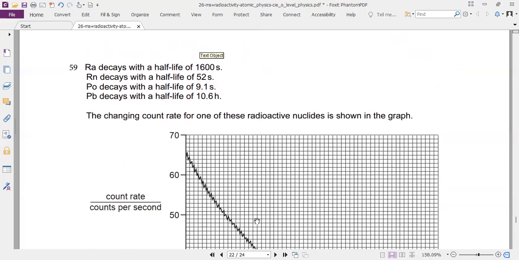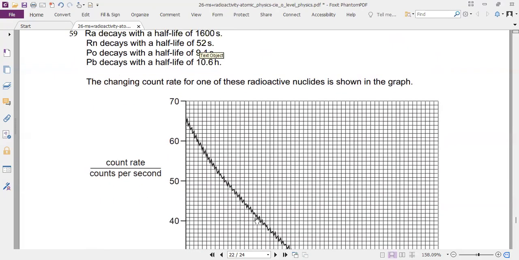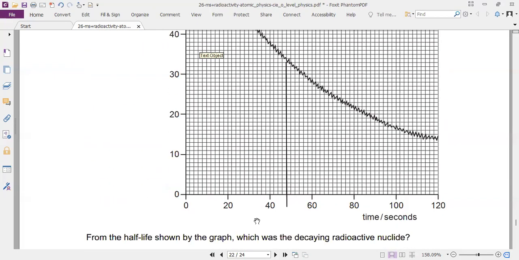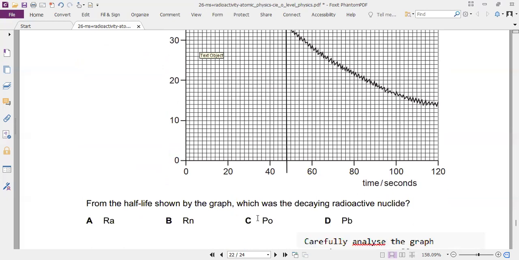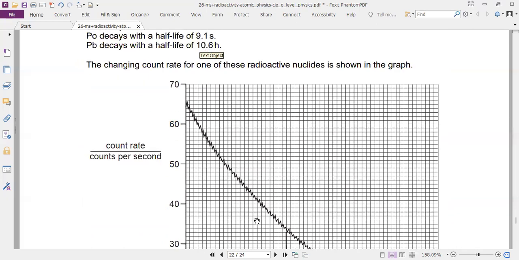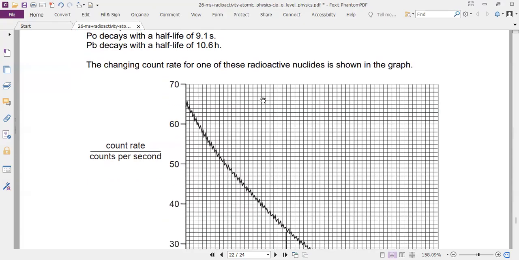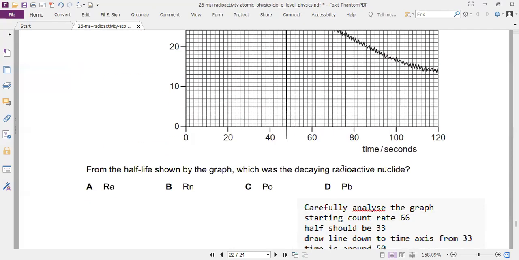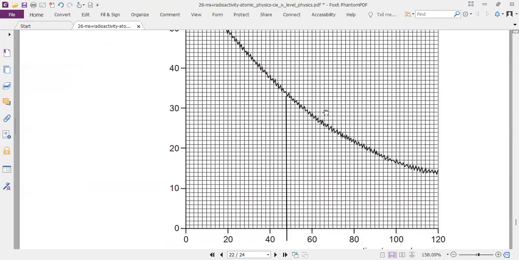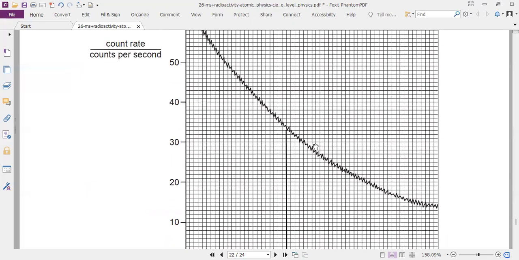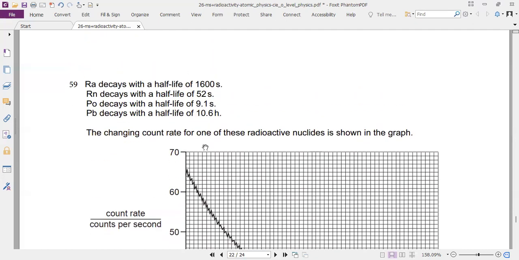And this one is a tricky question again. So we have a count rate and time graph. The question is saying that we have these four different radioactive nuclei with their half-lives given. And the question is asking, from the half-life shown, which was the decaying radioactive nuclide? Which one was this from these four?